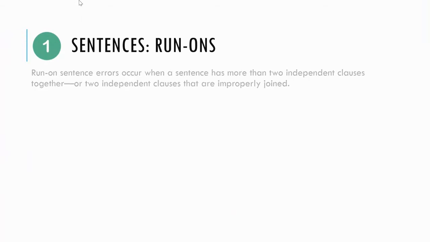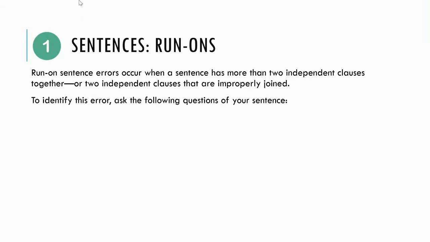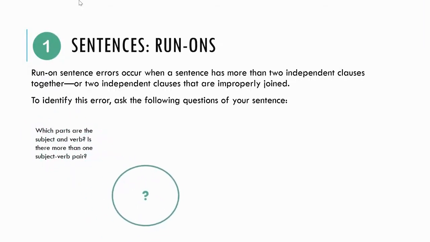First, we'll discuss run-on sentences. A run-on sentence may consist of more than 2 independent clauses together, creating an error, or it may consist of independent clauses that are improperly joined.